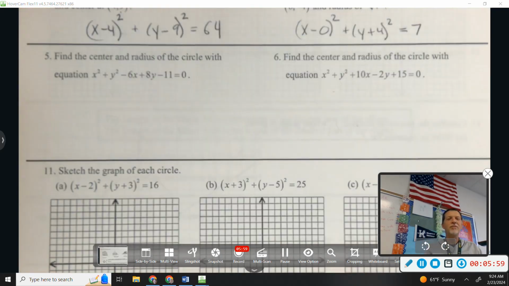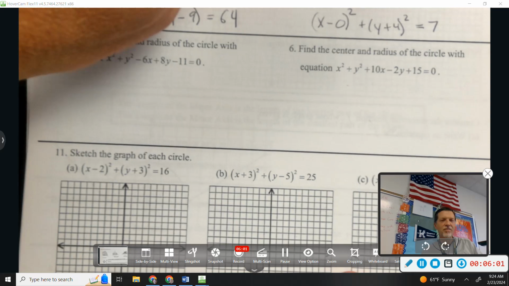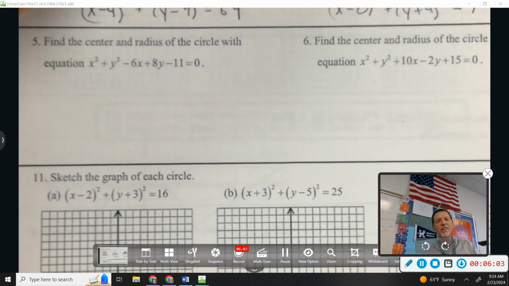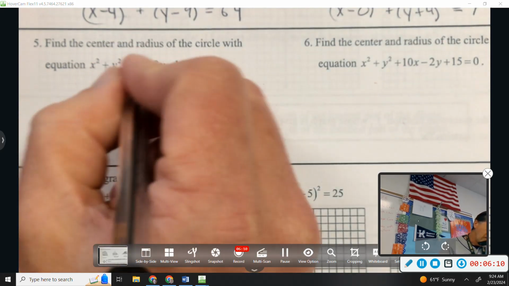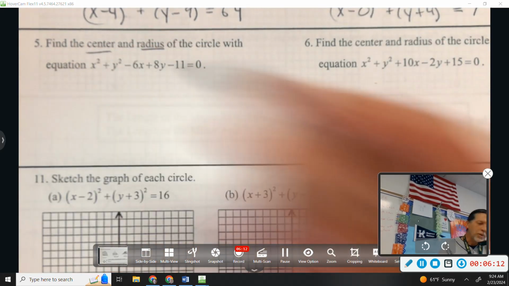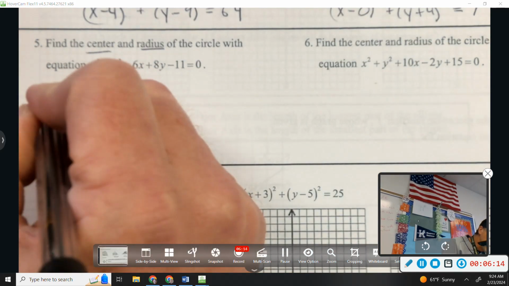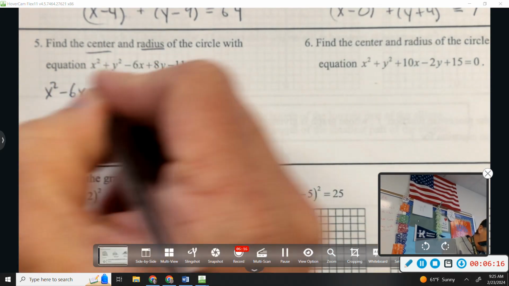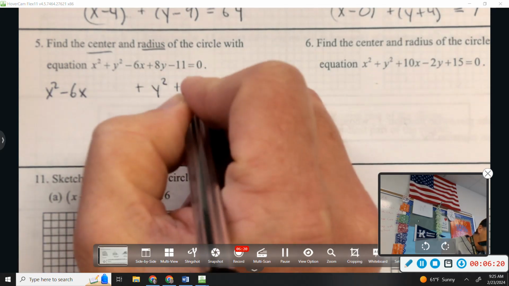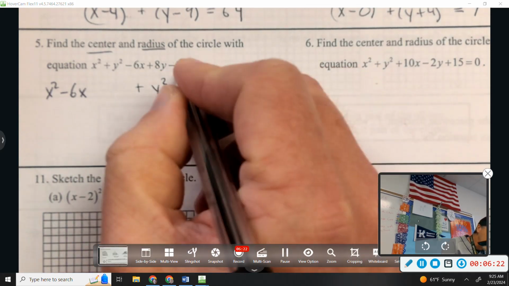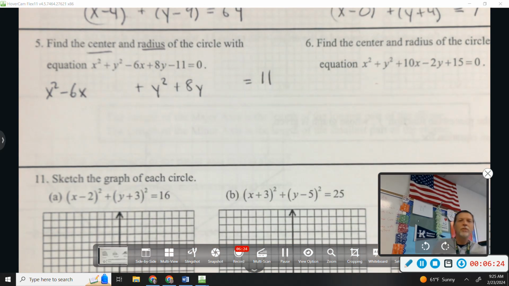All right, number 5. Number 5 and 6 involve one of your favorite things in all the math classes. Not proofs, it's second to proofs. Find the center and radius of the circle, but it's not in the right form. So let's group the x stuff, leave a little space, and group the y stuff. And that 11 is kind of in the way, so let's just move it to the other side.